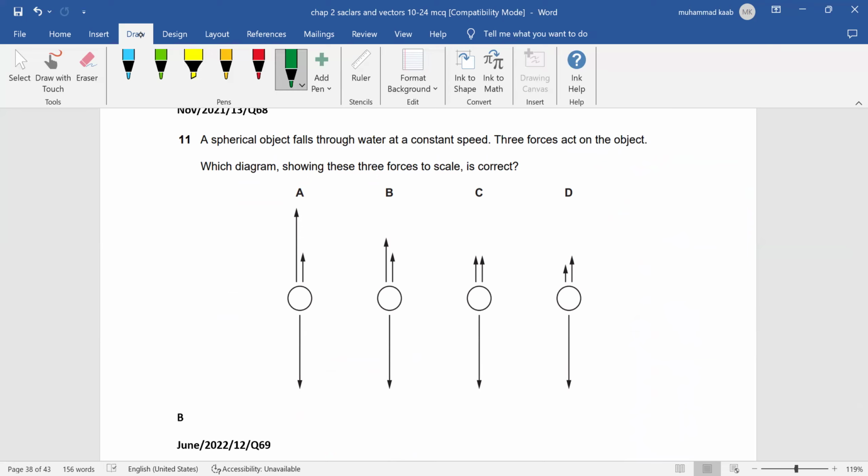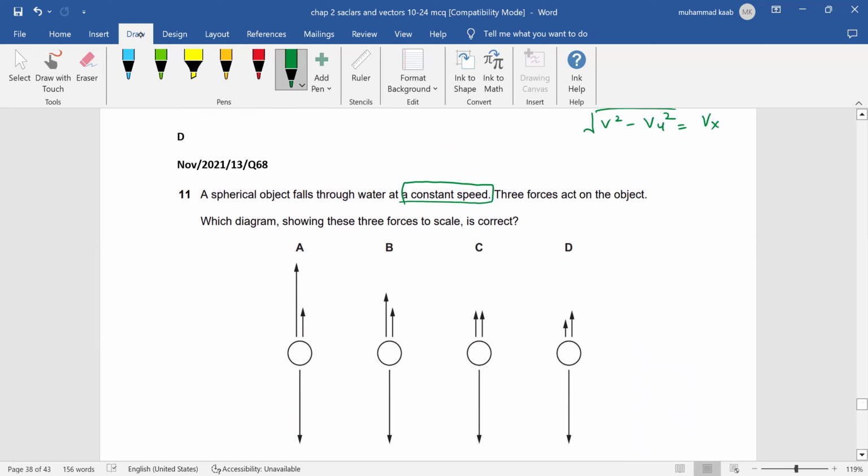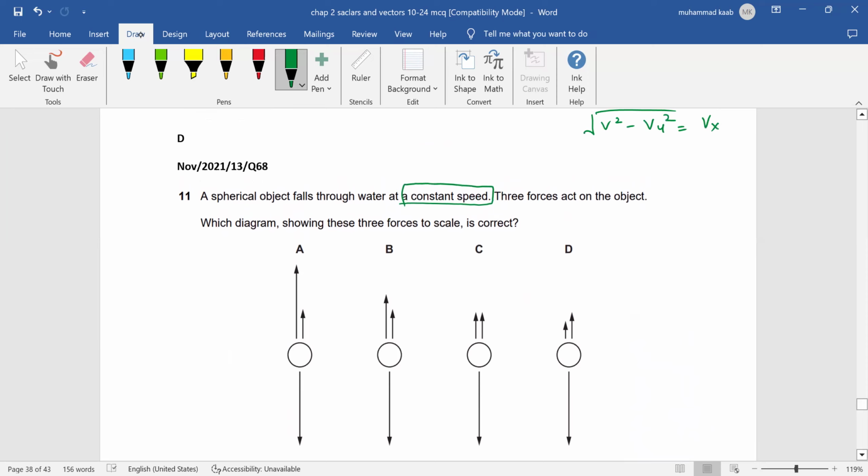Okay, a spherical object falls through water at a constant speed. Three forces act on the object. Which diagram showing these three forces to scale is correct? Look, they're saying constant speed. What does that mean? It's moving at constant speed. So it is in equilibrium. You have to say it is in equilibrium, but it doesn't have to have another condition that fits it.